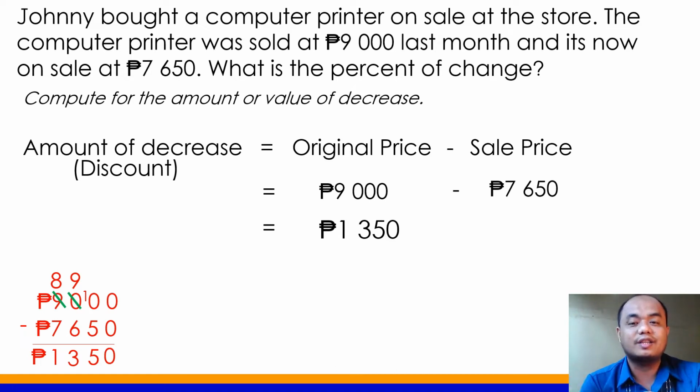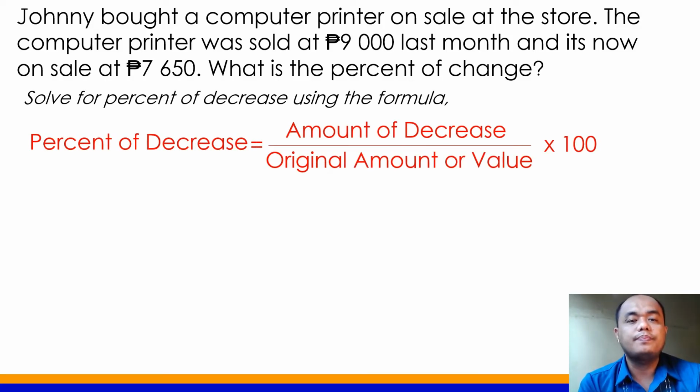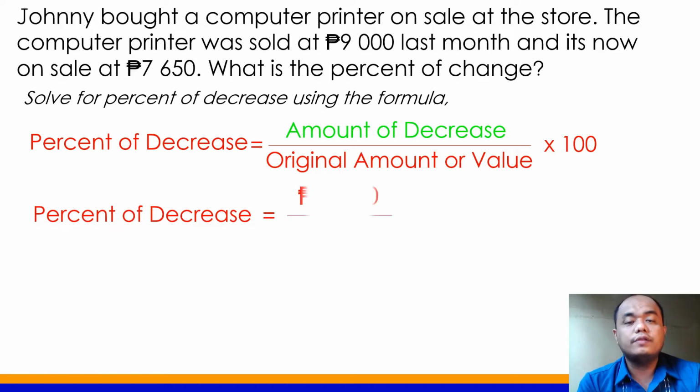We will use this amount of decrease to solve the percent of decrease. We are now ready to solve for the percent of decrease. Let's use again the formula: percent of decrease equals amount of decrease divided by original amount or value, times 100. We were able to solve the amount of decrease, right? So our amount of decrease is equal to 1,350 pesos. We will divide that by the original amount. How much is the original amount of the computer printer? Correct, that is 9,000 pesos. Of course, we will multiply the answer by 100. So let us divide first, class.